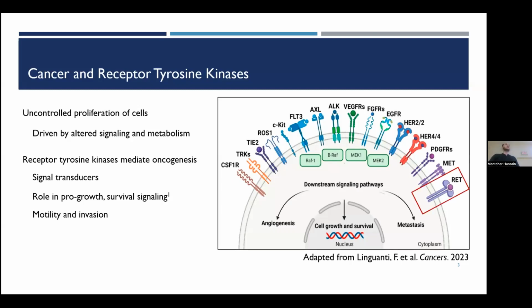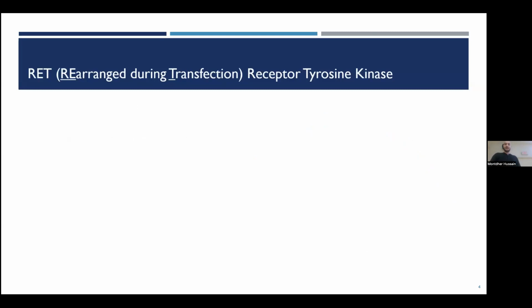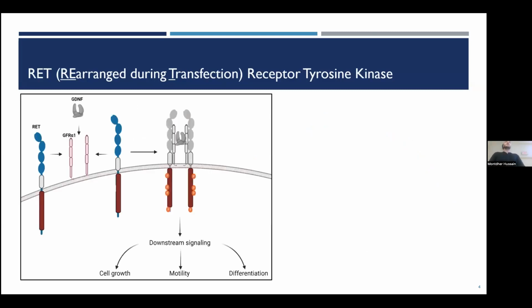Now, the focus of the Mulligan lab is with this specific receptor tyrosine kinase called RET. So RET, or rearranged during transfection, is activated following binding of a GDNF extracellular ligand to GFR alpha 1 co-receptors, which then recruit two RET monomers. Once these monomers dimerize, they undergo trans-autophosphorylation, which then is able to activate several downstream signaling pathways to mediate several effects, including proliferation, motility, and differentiation.